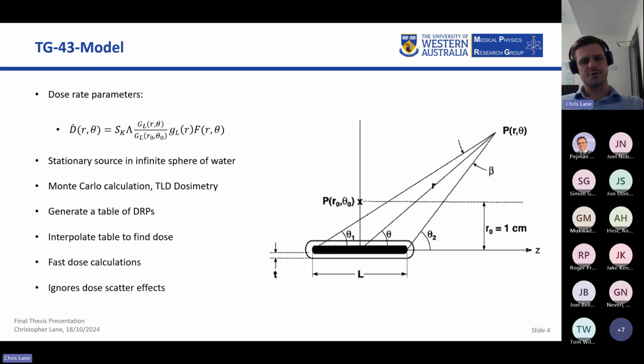This is based on the geometry function, which gives you a sort of grid approximation. Then you feed those tables of parameters into your treatment planning software, and it can just interpolate that data to calculate the doses that you want. This is quite a quick thing to do, but it is incredibly simplistic. It's only really valid for doses to water. It doesn't account for the heterogeneity of patient tissue, and it doesn't account for patient geometry or any other secondary scatter things.